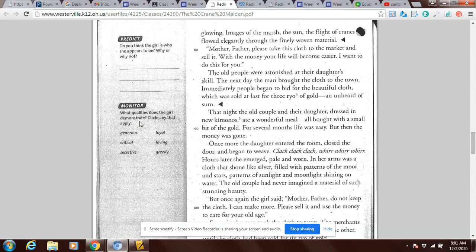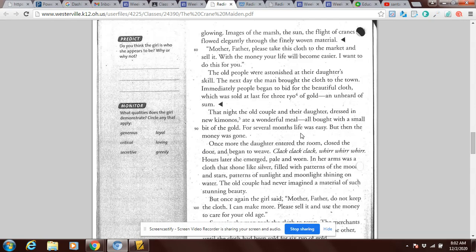What qualities does the girl demonstrate? Circle any that would apply. Well, remember, none of these words have a negative connotation, which means connotation is how a word makes you feel. And so I would circle all the words that have a positive connotation. She's generous. She's loyal. She's loving. She's not critical, which means to find fault in things. She may be a little secretive because she told them not to look in, but she's not greedy.